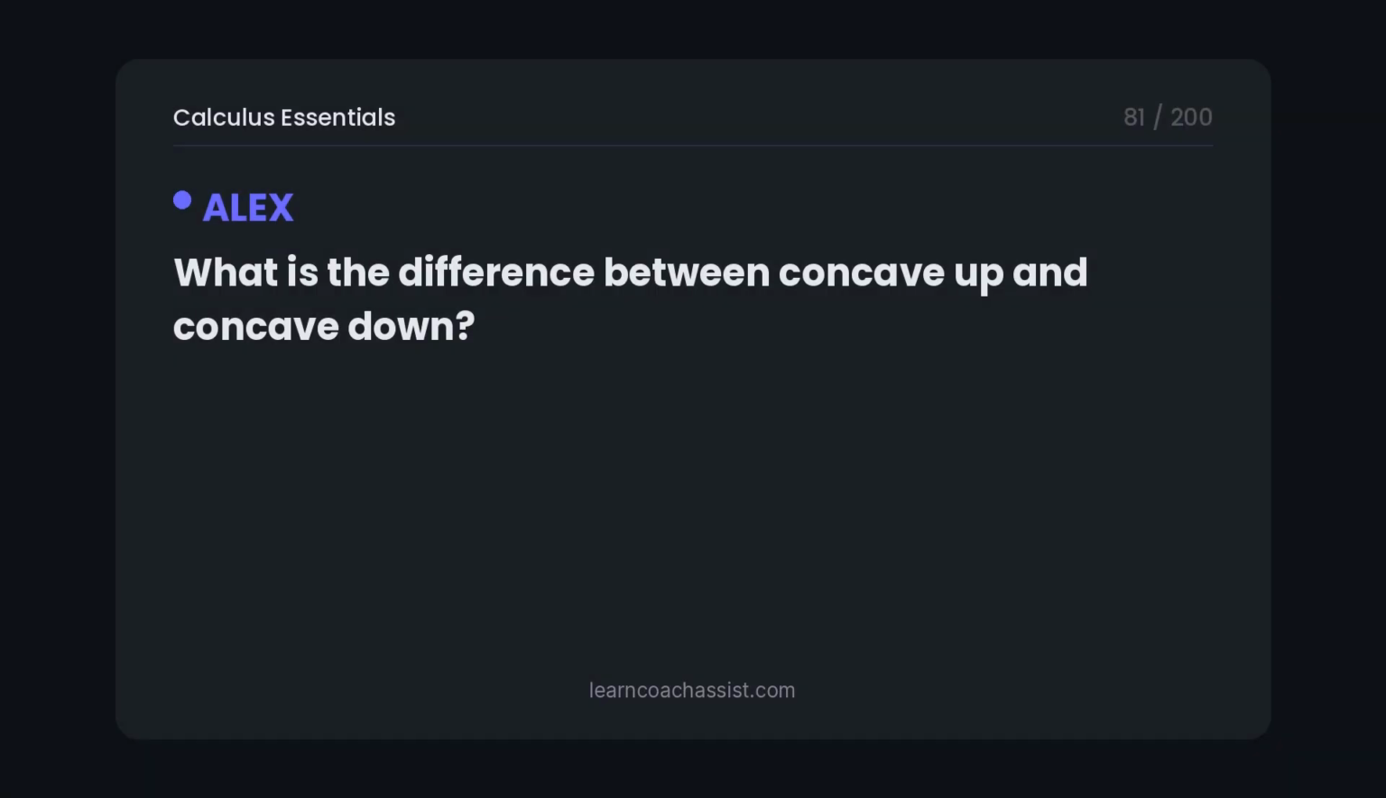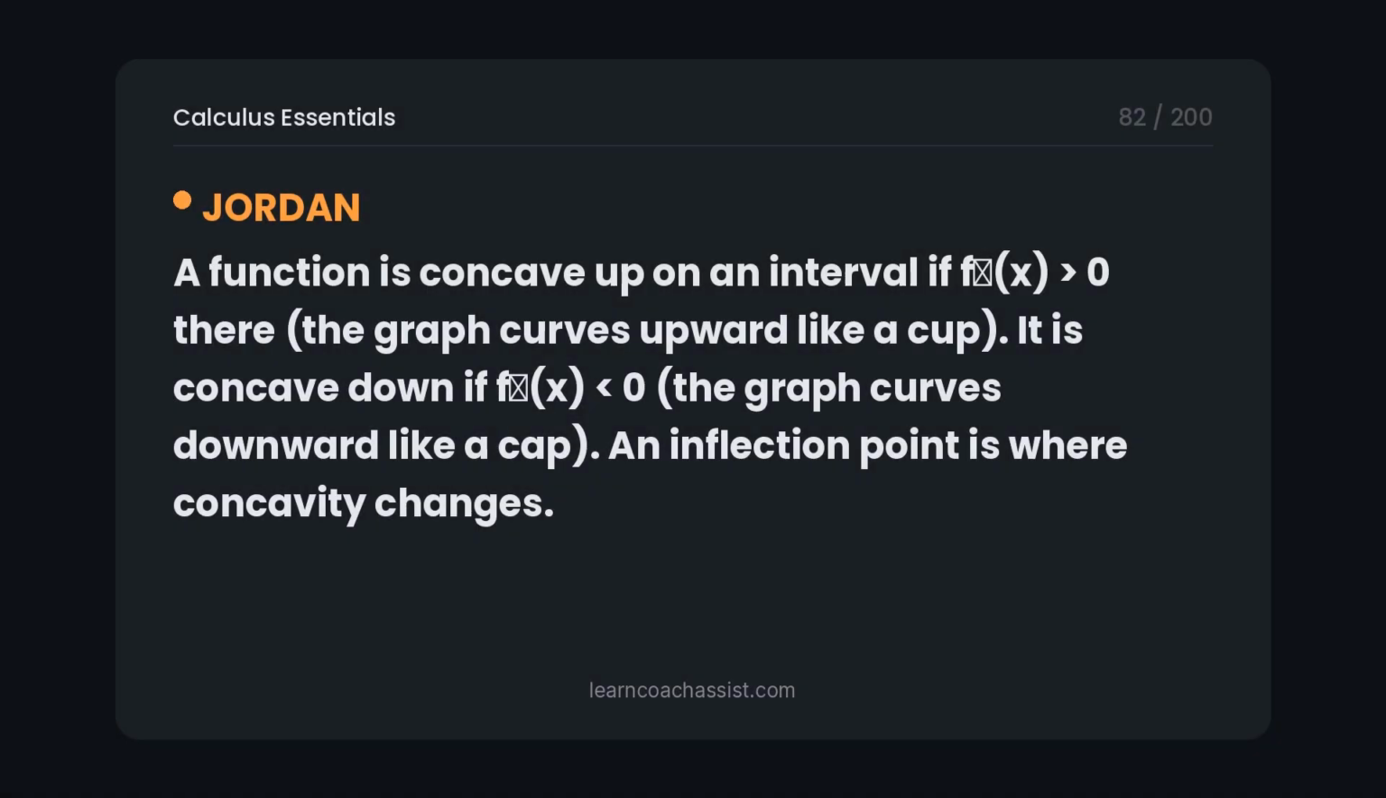What is the difference between concave up and concave down? A function is concave up on an interval if f''(x) > 0 there; the graph curves upward like a cup. It is concave down if f''(x) < 0; the graph curves downward like a cap. An inflection point is where concavity changes.